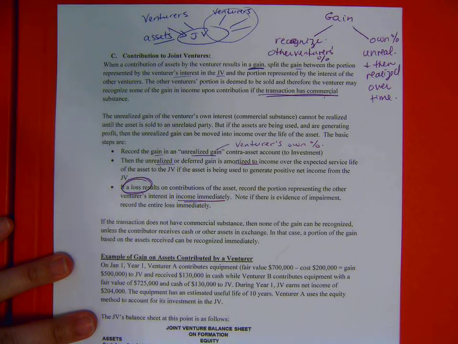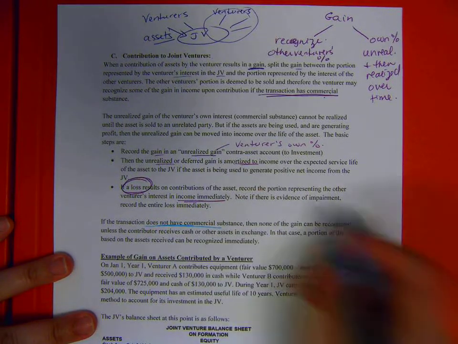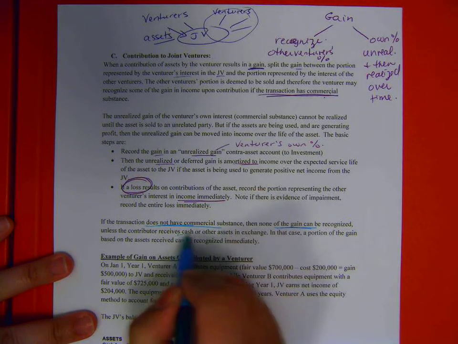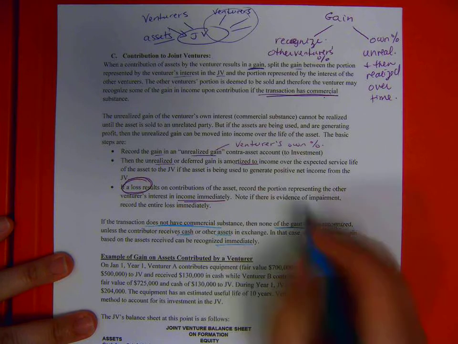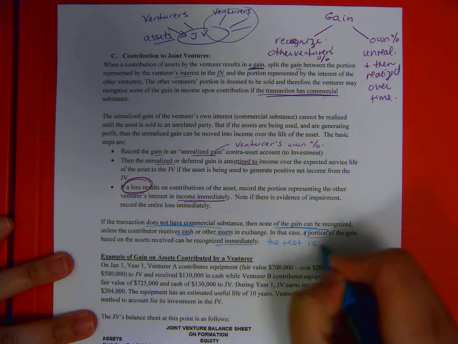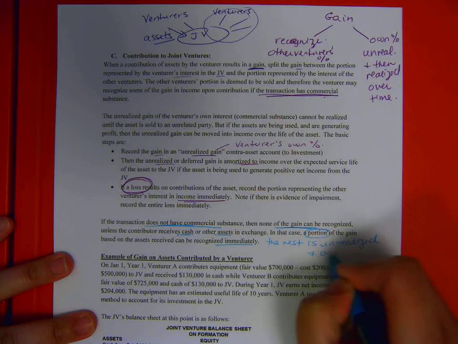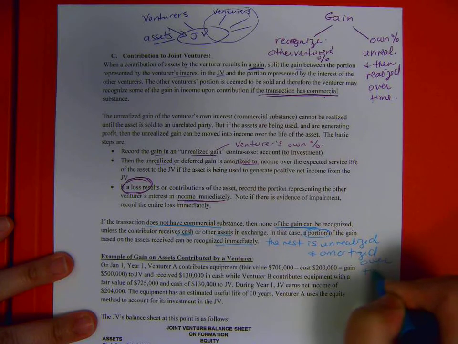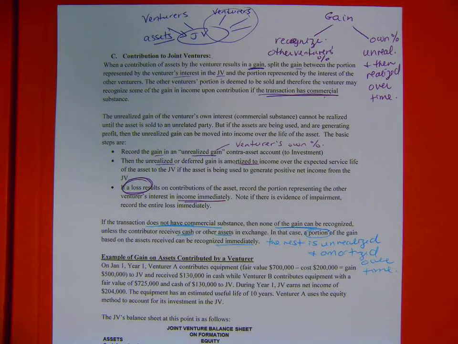Now, if the transaction does not have commercial substance, none of the gain can be recognized unless the contributor receives cash or other assets in exchange. And in that case, we'll just calculate a portion of the gain that can be recognized immediately and the rest is unrealized and amortized over time. So let's go through an example.